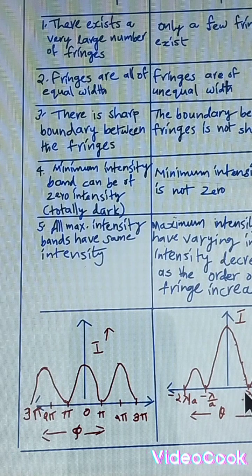And in the case of diffraction pattern, we have seen that if waves are emanating at an angle theta equal to lambda by a, that is, if the light waves are diffracting at an angle theta equal to lambda by a with the axis of the slit, we are getting the first minimum.